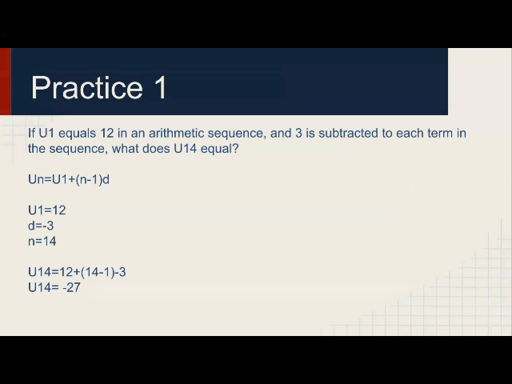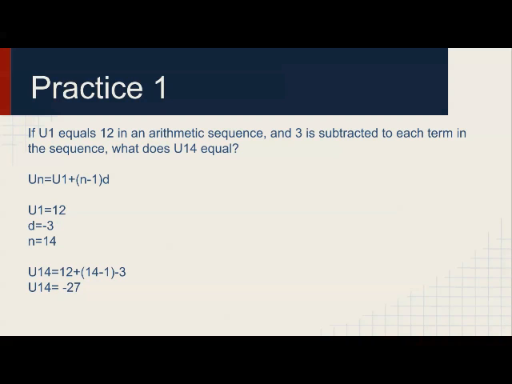Alright, so now that we know all of our important stuff, like what an arithmetic sequence is, and the different little symbols within the formula, we're going to take a problem and break it down and solve it. So for our first one, if U1 equals 12 in an arithmetic sequence, and 3 is subtracted to each term in the sequence, what does U14 equal?